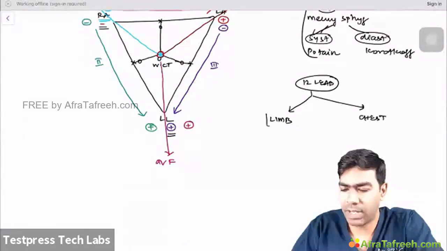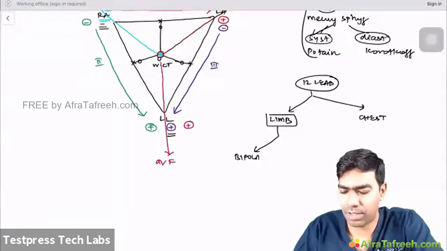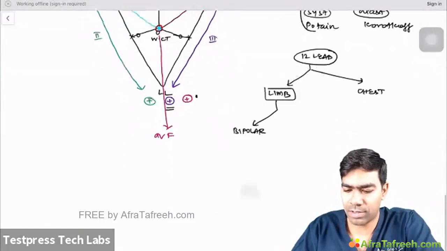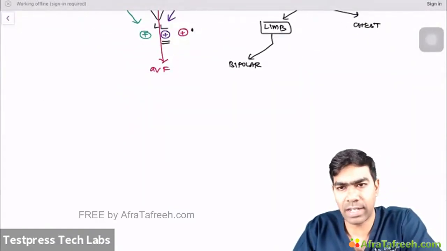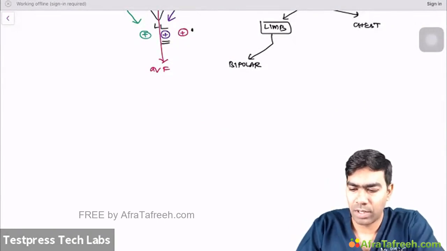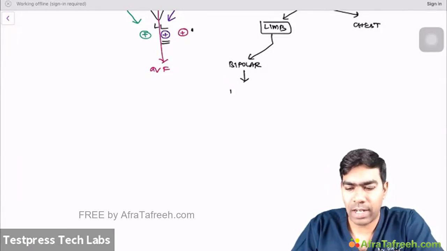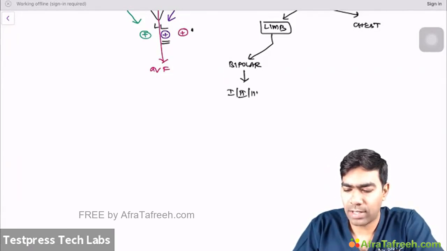As far as the limb lead is concerned, we have the original bipolar leads, which were the first ones to be discovered by Wilhelm Einthoven. Augmented leads, I'll come back to that. Wait. This is not a very difficult concept, but still it needs some repetition. So, bipolar leads. If it's a bipolar lead, it's going to be of 3 types. So you have 1, 2, and 3. These are the bipolar leads.